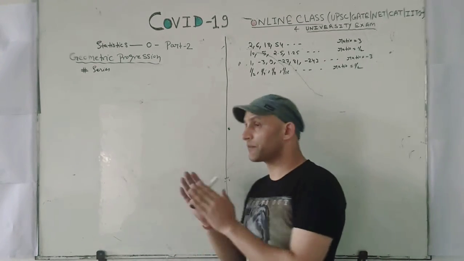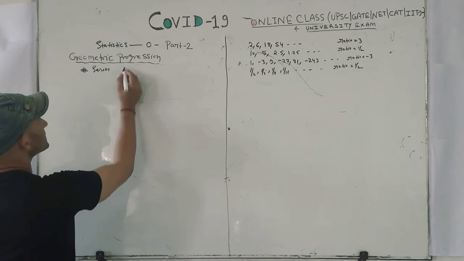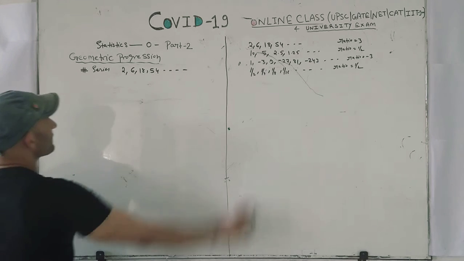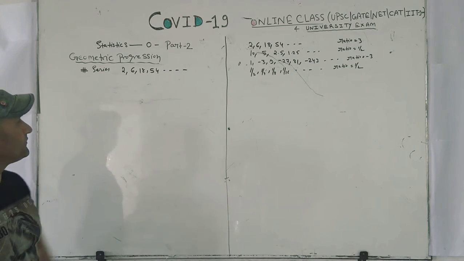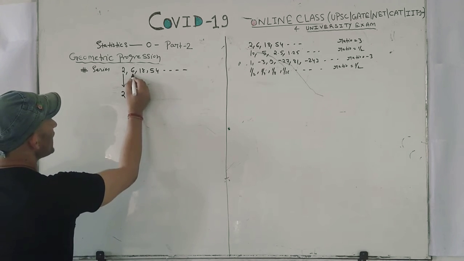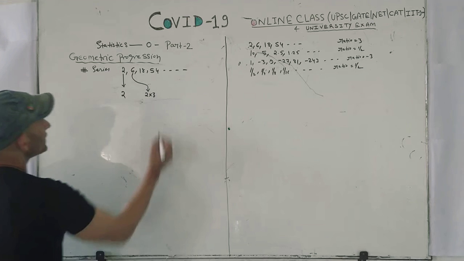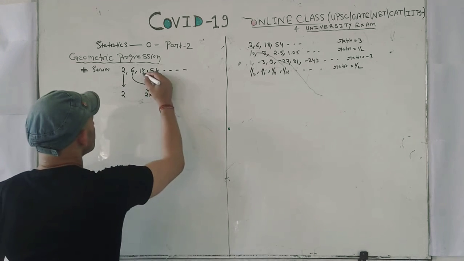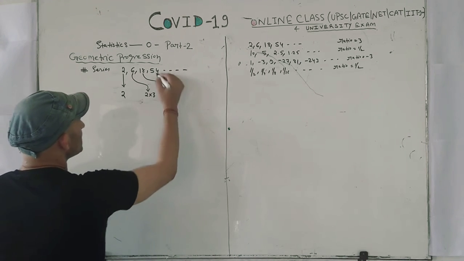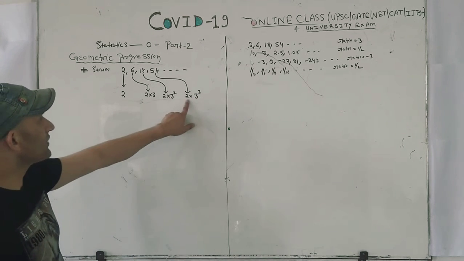In the previous lecture on arithmetic progression we also discussed series. Whenever we have a series like 2, then 6, then 18, then 54, and so on, what is unique in this series? Your first value is 2, and your second value is 2 into 3, that is 6. Then the next value is 2 into 3 square, and after that the next value is 2 into 3 to the power 3, 27 into 2, that is 54.